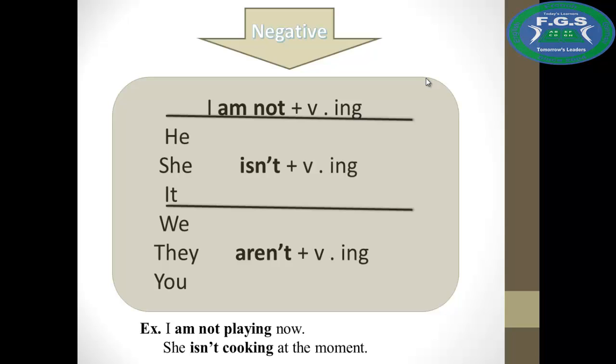I am not plus verb following by ing. He, she, it, plus isn't plus verb following by ing. We, they, and you, plus aren't plus verb following by ing. For example, I am not playing now, or she isn't cooking at the moment.